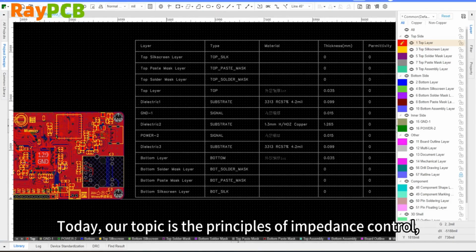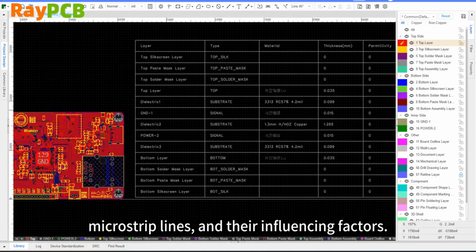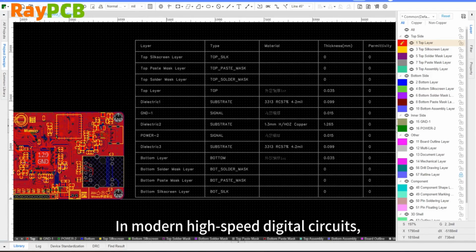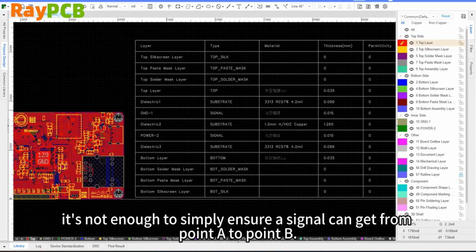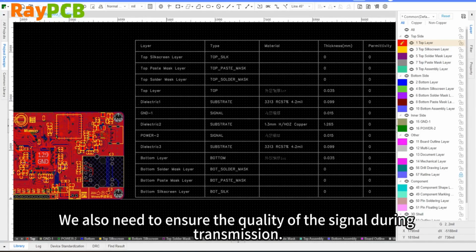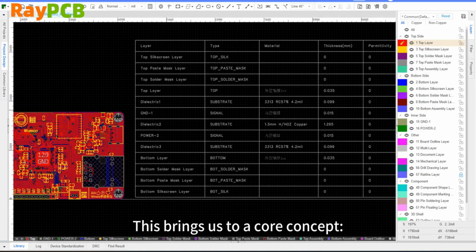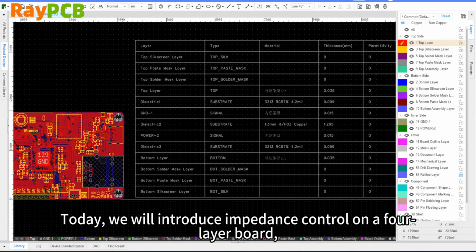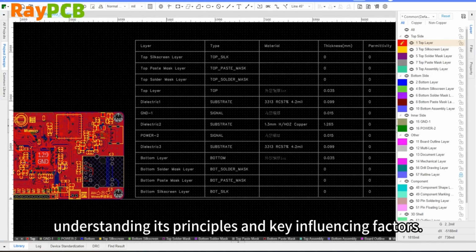Today our topic is the principles of impedance control, microstrip lines, and influencing factors. In today's high-speed digital circuits, it's not enough to simply ensure that a signal line can go from point A to point B. We also need to guarantee the quality of the signal during transmission. This brings us to a core concept, impedance control. Today, we will introduce impedance control for four-layer boards, helping you understand its principles and key influencing factors.